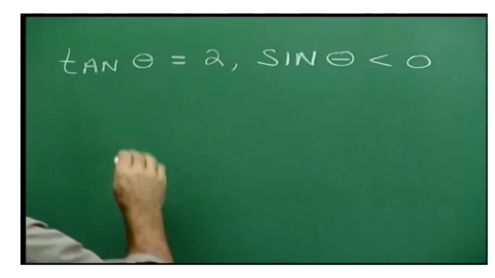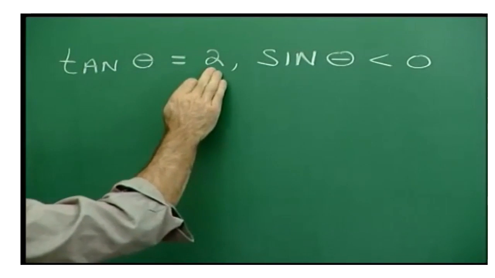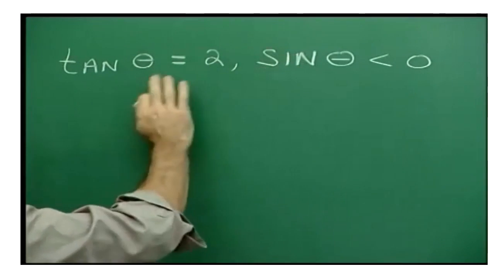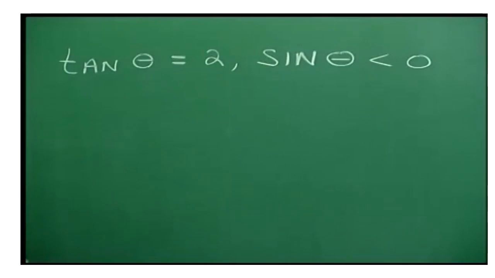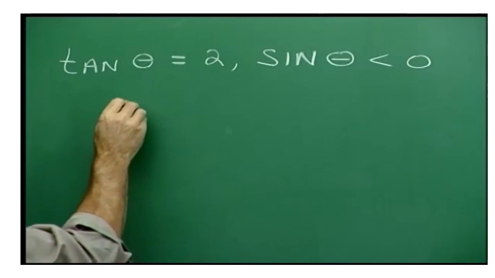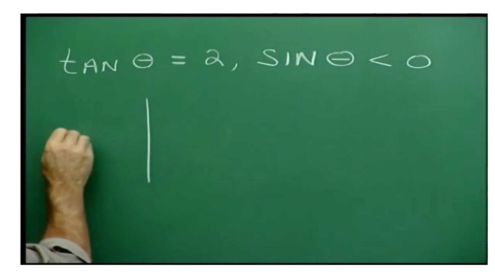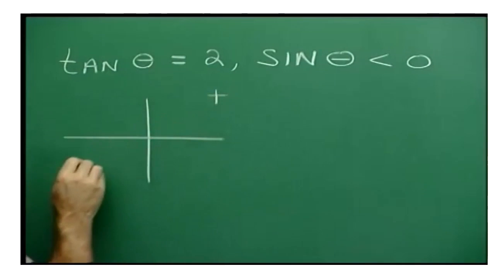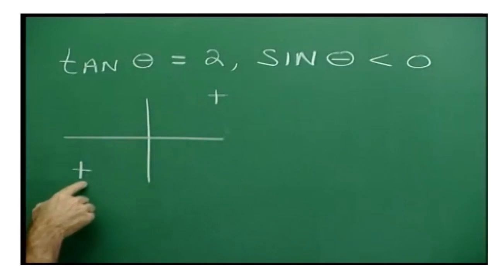All right, now, if tangent theta is equal to 2, we have to figure out what quadrant we're in here. And the information from these two expressions will tell us. We know that tangent theta, if it's 2, that means positive, then tangent is positive in these two quadrants. So we're in one of these two quadrants.